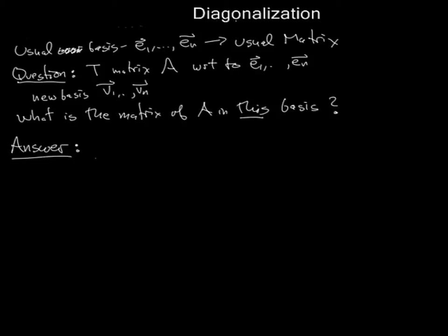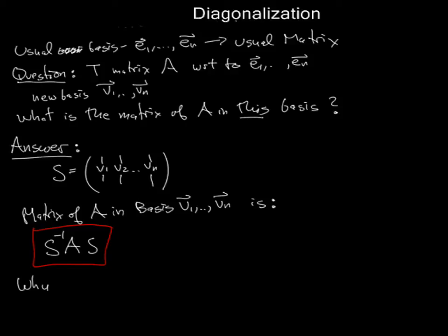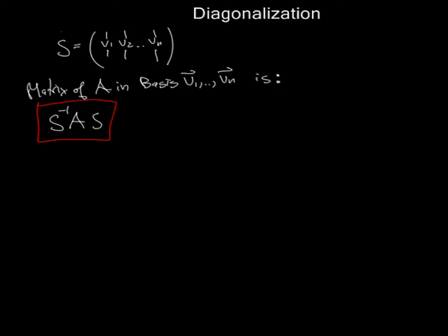Well, the answer is the following. We make up this new matrix S, where you put the vectors V1 through Vn as columns, and then the matrix of this linear transformation in the new basis is S inverse A S. Okay, so that's kind of interesting. Why is that? Let's see. Why is that?